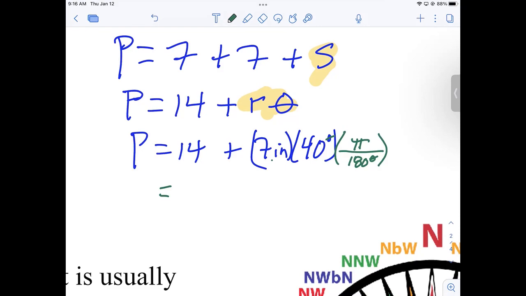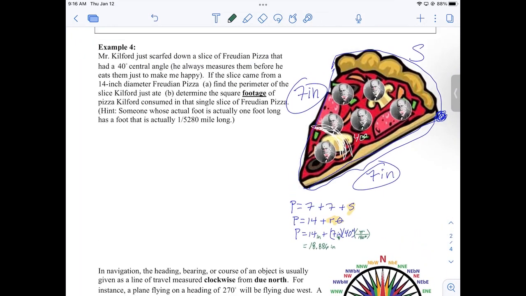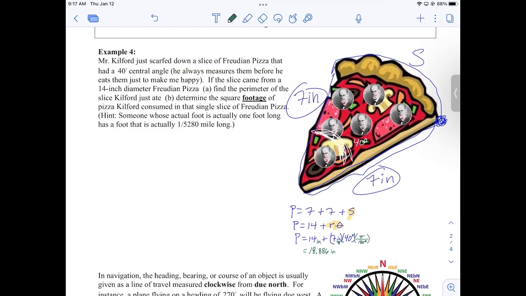If you want to know what it is, you can type that in now. 14 plus 7 times 40 times, we'll multiply pi in here because it's not an angle, it's a length, divided by 180. So this is 18.886. And what would the units be? Inches, right? That's inches times radians, which is inches. Pi also has no units. Okay, so that's taking the arc length and using it in combination with the radius twice to find perimeter. Cool. Part B, determine the square footage that he consumed.